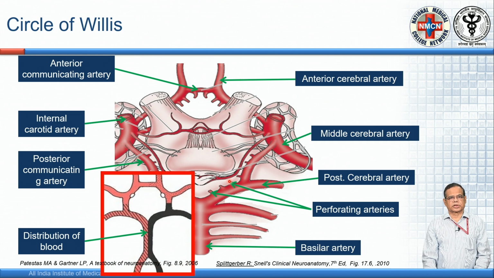Although it is a physical anastomosis, little mixing of blood occurs between the two sides. If there is a blockage of any part of an artery, then blood from the unoccluded side comes up to the occlusion from the opposite side.